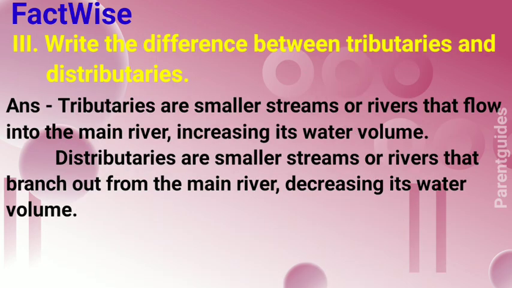3. Difference between tributaries and distributaries. Answer. Tributaries are smaller streams or rivers that flow into the main river, increasing its water volume. Distributaries are smaller streams or rivers that branch out from the main river, decreasing its water volume.